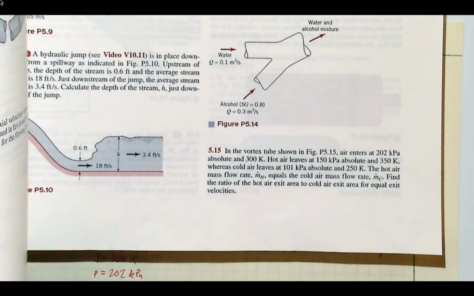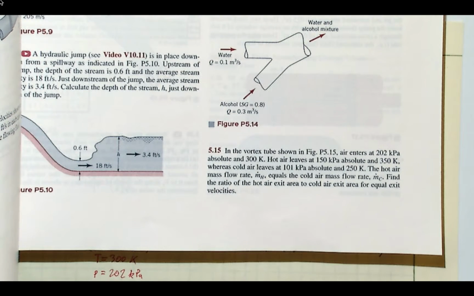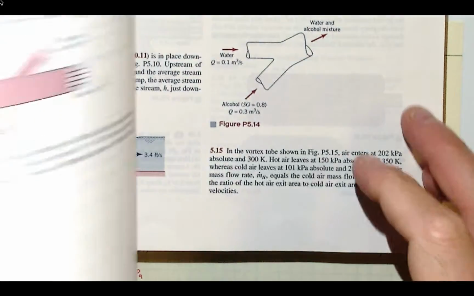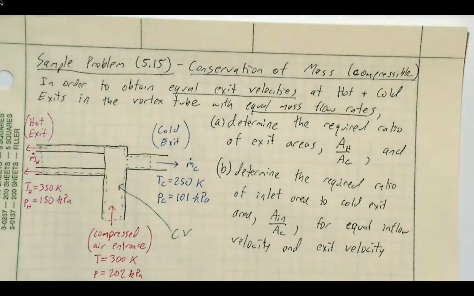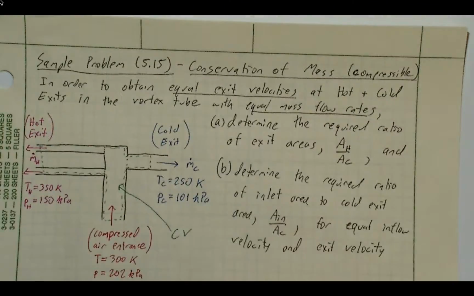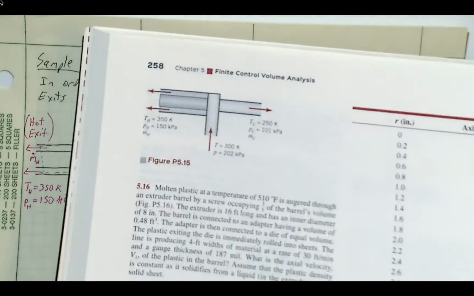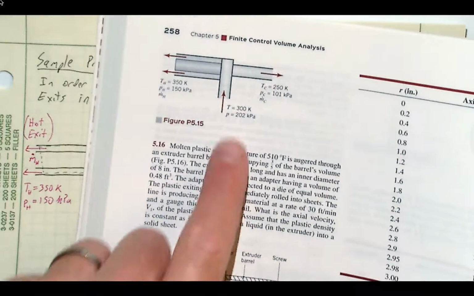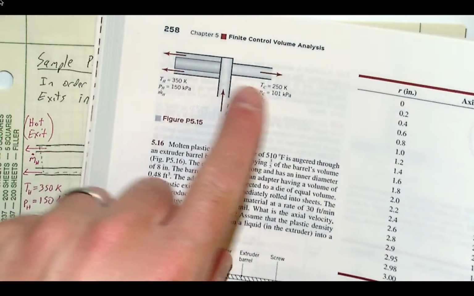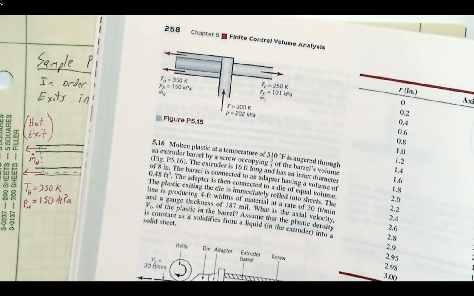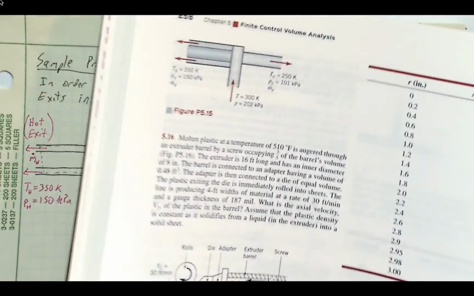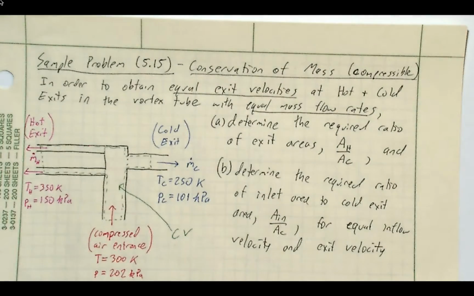That we want the mass flow rate of the hot air to equal the mass flow rate of the cold air. I should show you the diagram that they give, right? So it's basically here. Here's our vortex tube, air entering, hot air exiting, cold air exiting, and that produces a vortex. We'll get to talk about vortices later on in the semester.